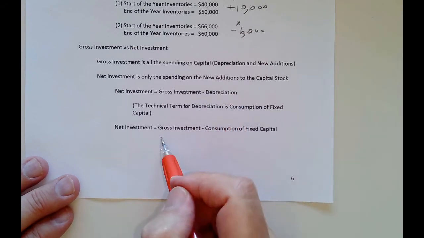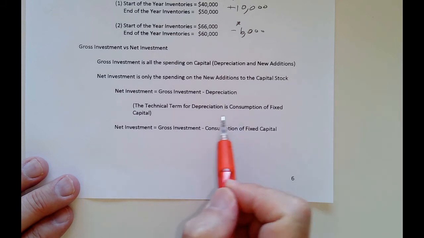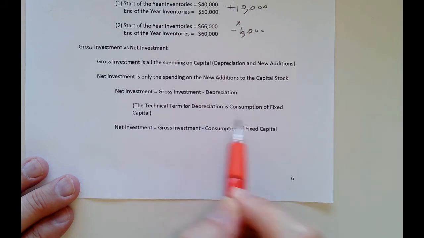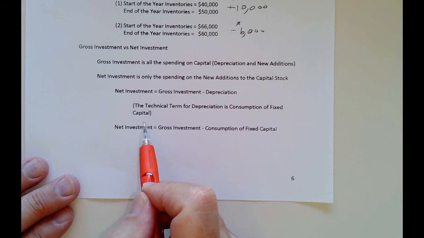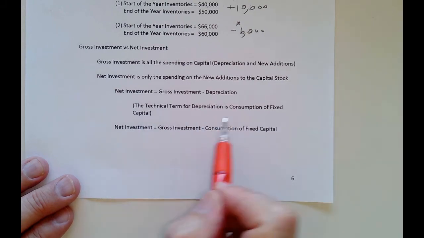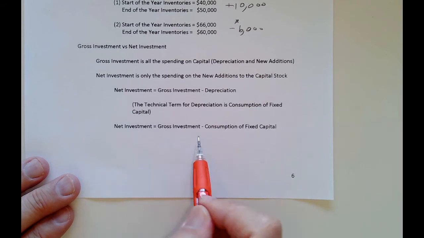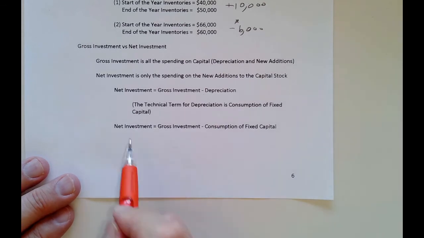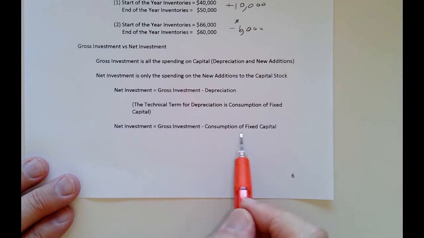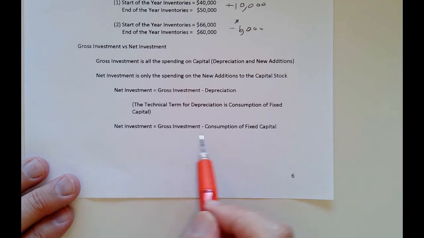And if you look at the Bureau of Economic Analysis accounts, they have the term depreciation, the technical term is consumption of fixed capital. And so whenever you see depreciation or consumption of fixed capital in this class, they're the same thing. So you can also write net investment as gross investment minus consumption of fixed capital. Now this also could be a negative number. If we had more depreciation than we had in terms of gross investment, that means our capital stock was falling.